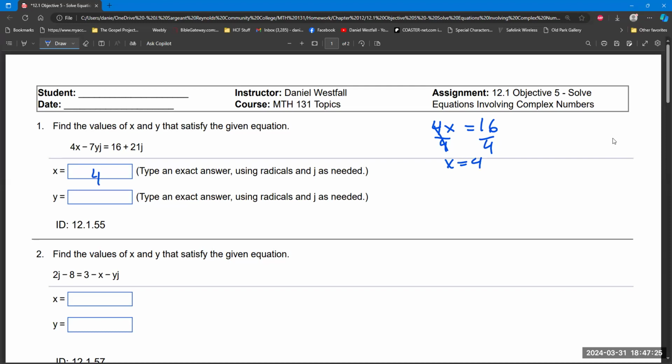And I have to set the imaginary parts together that have j's. Then I'm just going to write them without the j's. So negative 7y is equal to 21. Just drop the j's off, and divide both sides by negative 7. y is going to be negative 3.